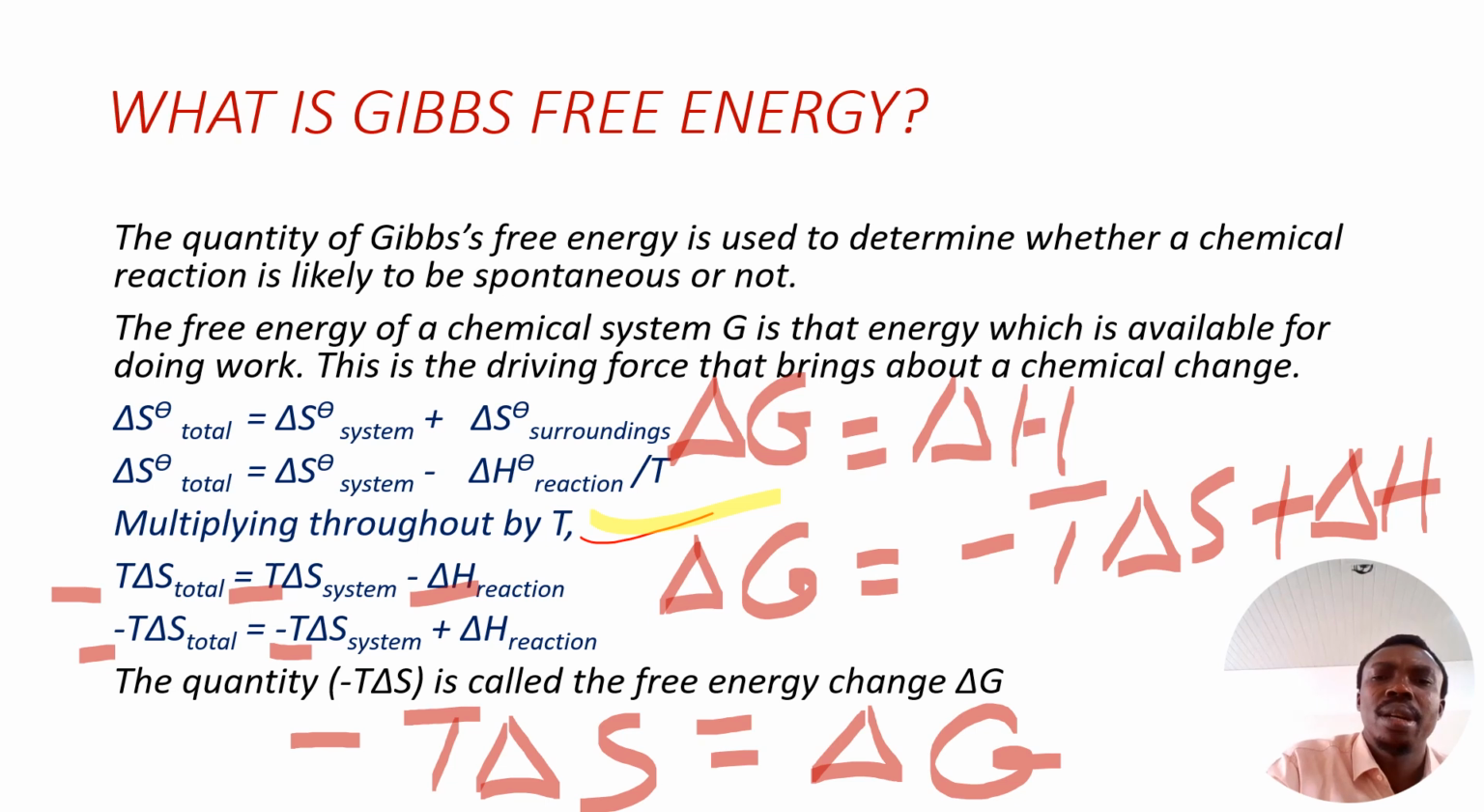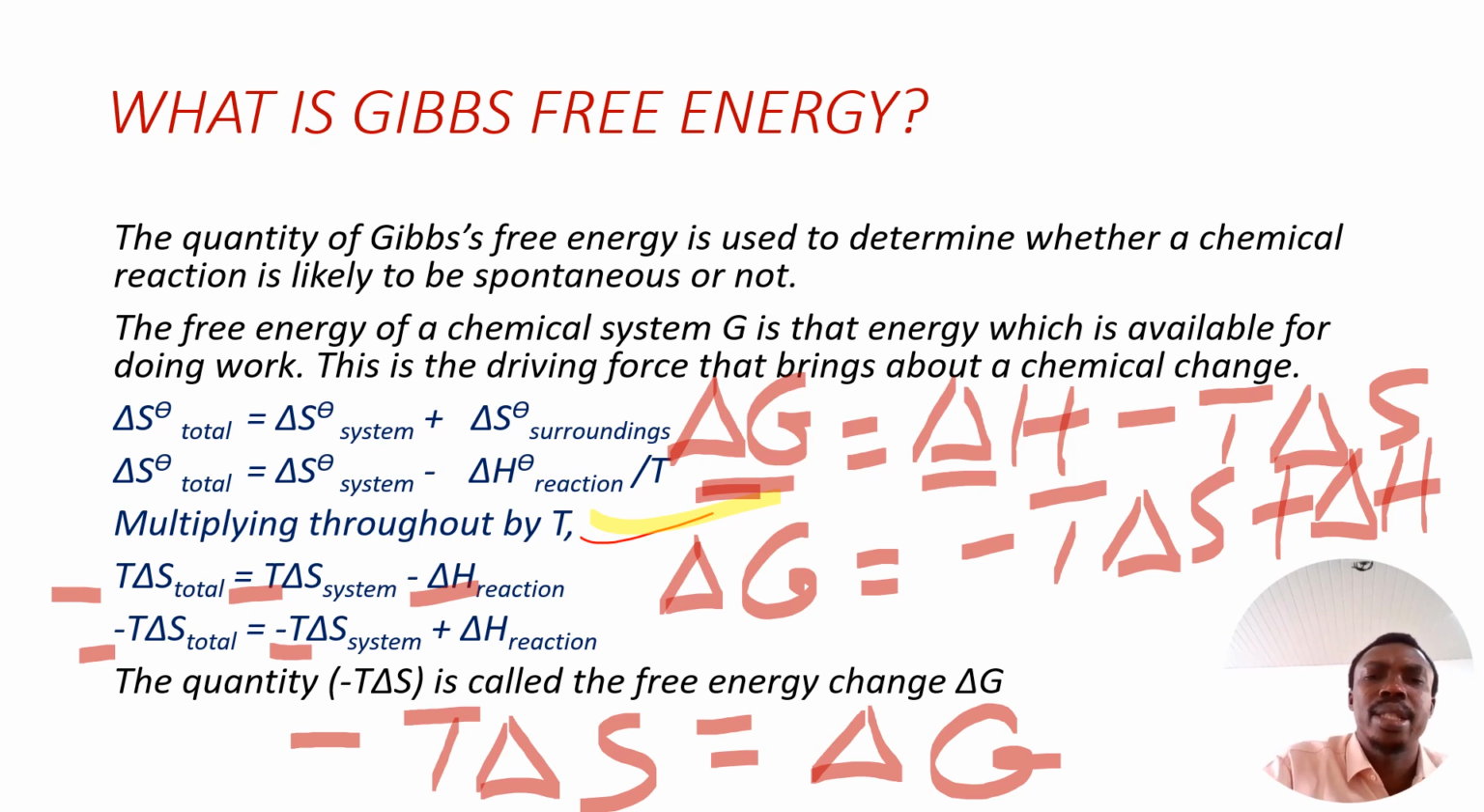Delta H minus what? T delta what? S. So this is the free energy, this is the enthalpy of the reaction, this is the temperature, and this is what? The entropy of the system. So free energy, which is delta G, the change in free energy, is equal to the enthalpy change of the reaction minus temperature times what? The change in entropy of what? The system.